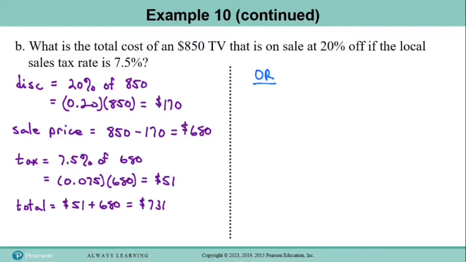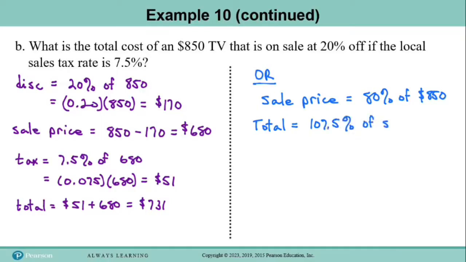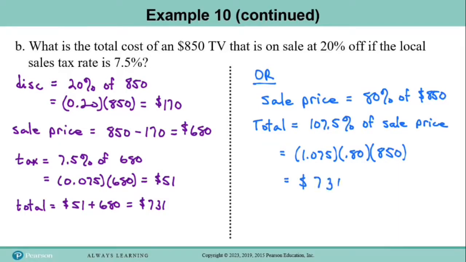Now, if you want to, we can do this the short way. So we can say if we're saving 20%, we're going to end up paying 80%. So our sale price would be 80% of the original $850, and then we're going to have to pay 100% of that plus 7.5% more of that. So our total with sales tax is going to be 107.5% of the sale price. So that's 1.075 times 0.8 times 850 for a final price with tax of $731, just like we got the long way.